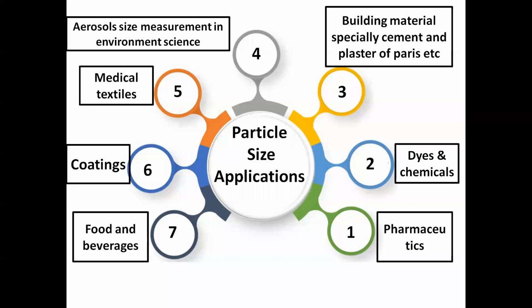Pharmaceutics, dyes and chemicals, building materials, especially cement and plaster of Paris, aerosol size measurement in environmental science, and medical textiles, where we have to measure the pore size, blood means RBC cells, and the number of particles in medical textiles. Then coatings: what kind of coating you want to apply, and what kind of pigments you want to add in that suspension.